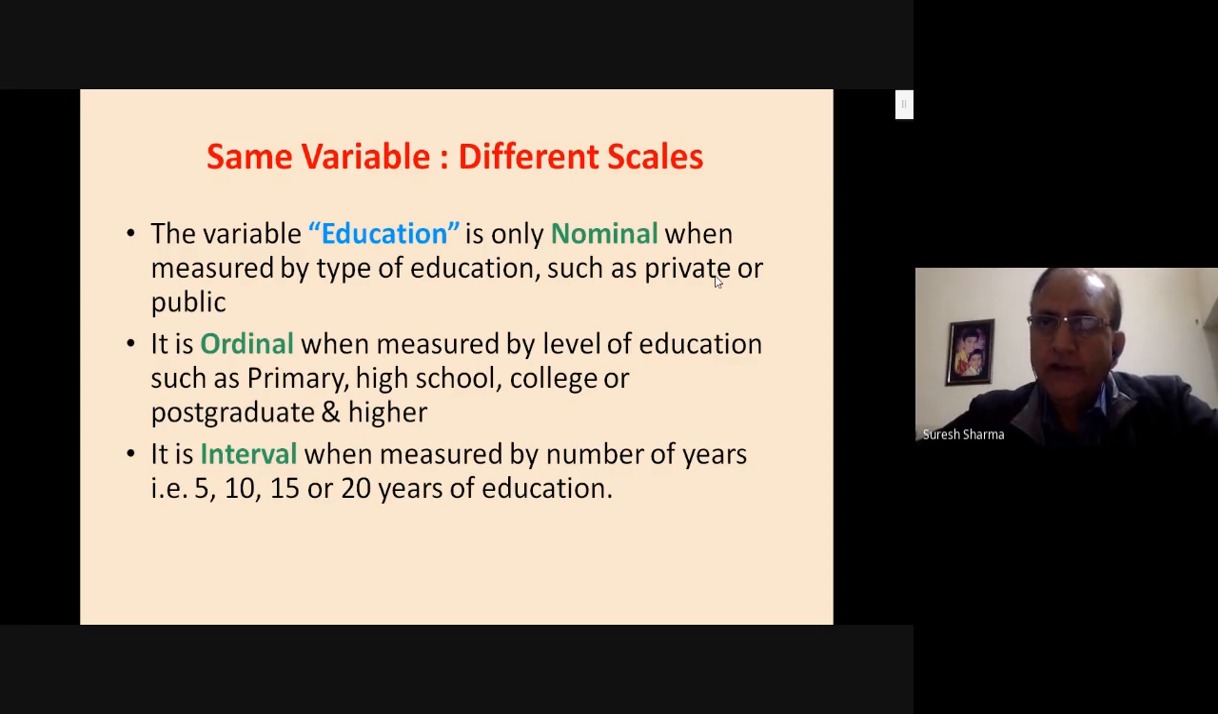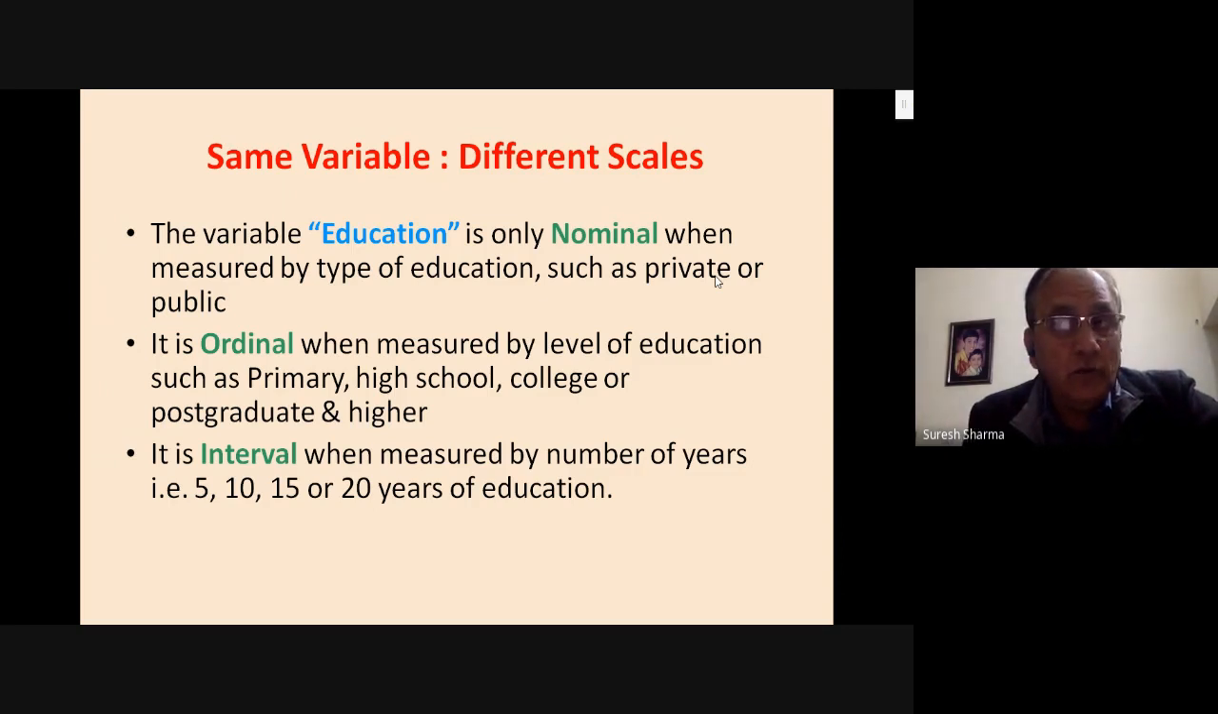Sometimes we deal with the same variable and it can be put into different scales. Let's look at education as a variable. Education can be measured from different points of view: type of education, level of education, number of years of education. How you measure education will determine the scale. For example, if you measure by just the type of education, such as private or public, some people prefer private, some prefer public. It is individual choice. So education will go to the nominal scale.